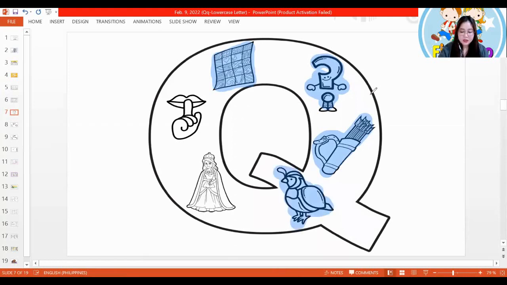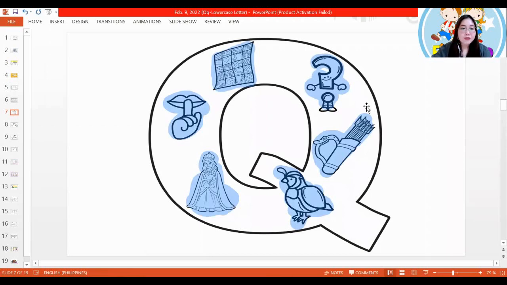Very good. This person is called a queen. And lastly, this sign means quiet. So all 6 pictures have what sound in the beginning? Kwa. Very good.